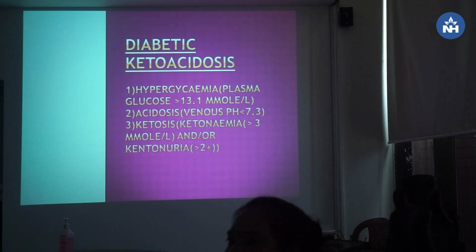So if you don't have hyperglycemia but somebody is known to have diabetes, as Dr. Gupta was saying, then his glucose might be normal because he's been put on an SGLT2 inhibitor.